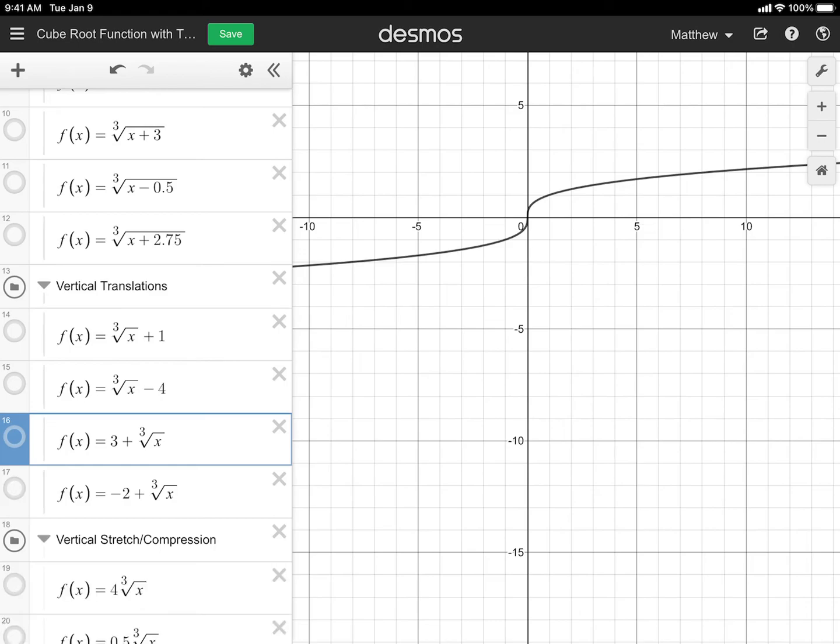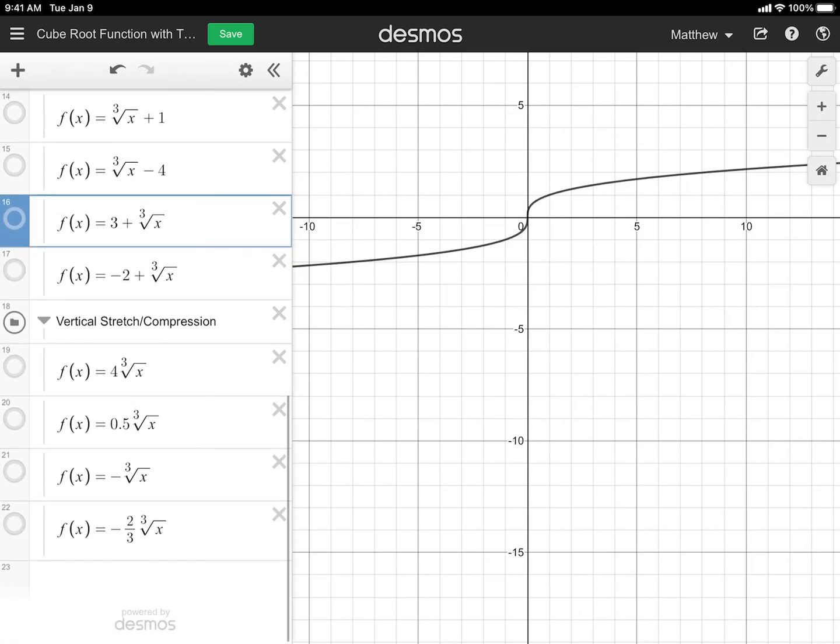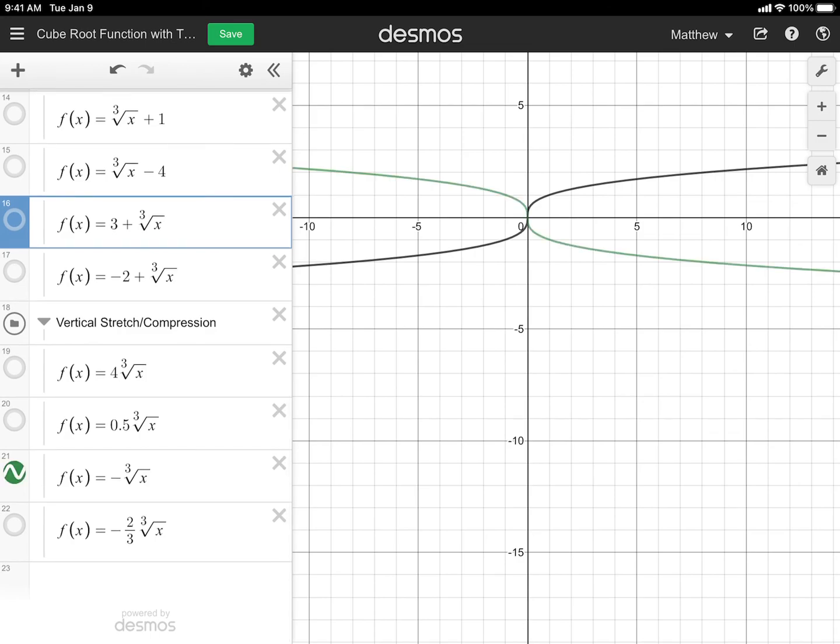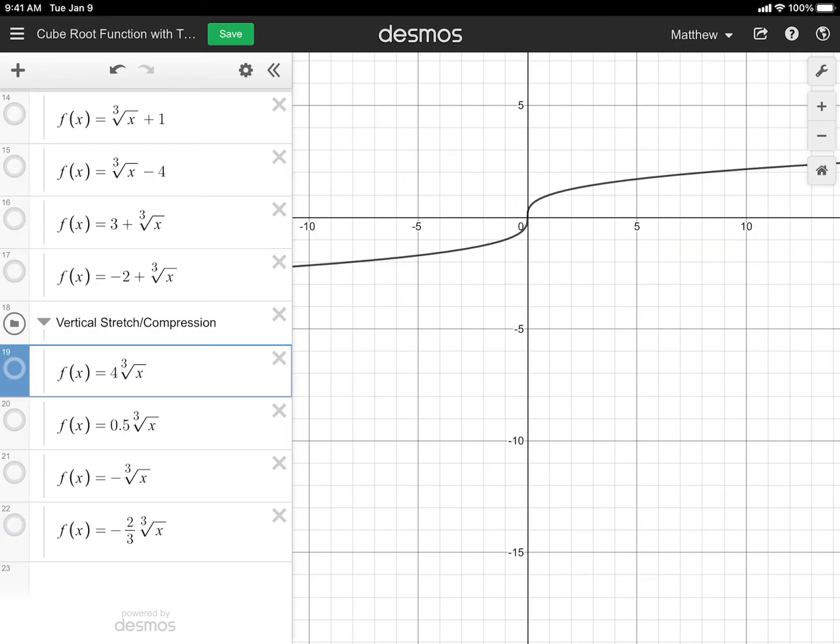And then the vertical stretch and compression I've already showed you guys. Remember that if a is negative, we do have a reflection. If a is negative and between 0 and 1, we have a reflection and a compression. If a is greater than 1, we have a stretch. And if a is between 0 and 1, we just have a compression. All kind of things that you guys can take into account.